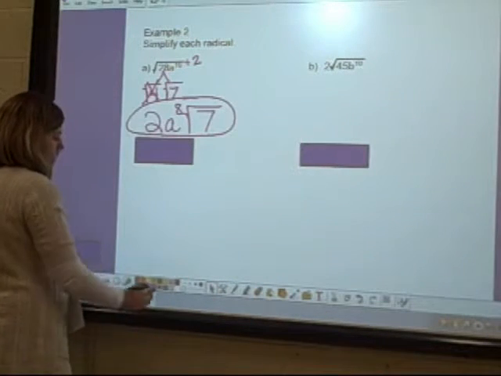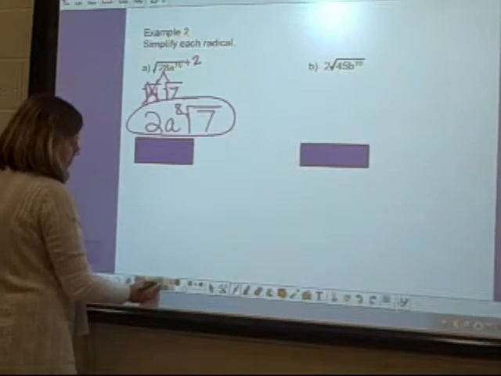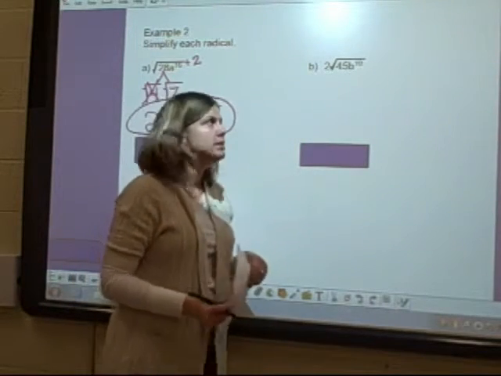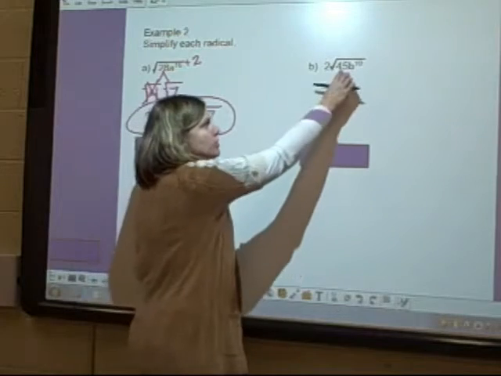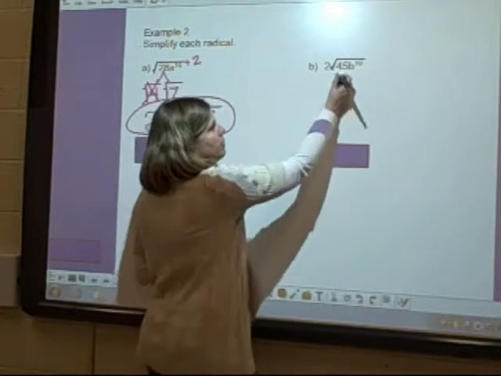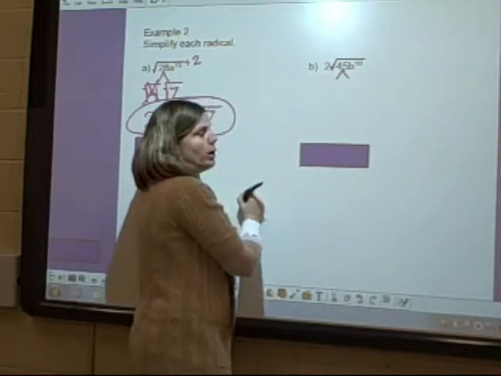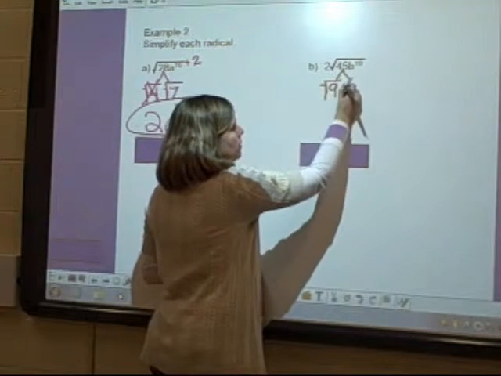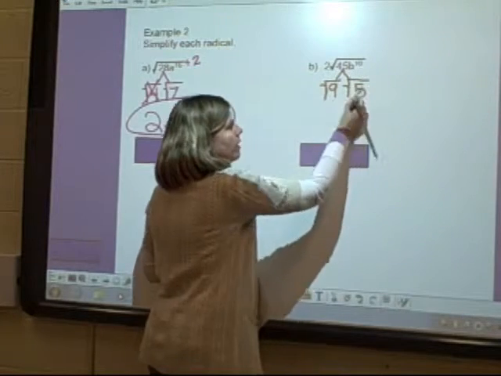If we look at letter B, we've got 2 times the square root of 45b to the 10th. So the first thing I'm going to do is work with my 45. The biggest perfect square that goes into 45 is 9. So that's square root of 9 times the square root of 5.